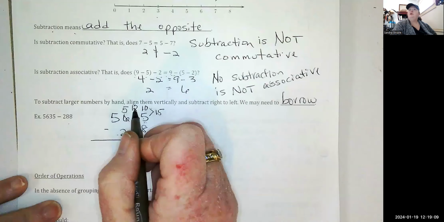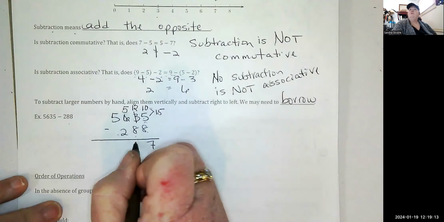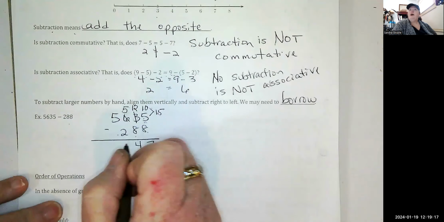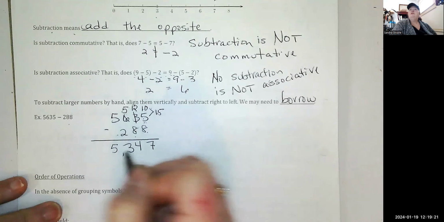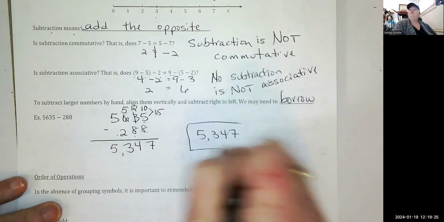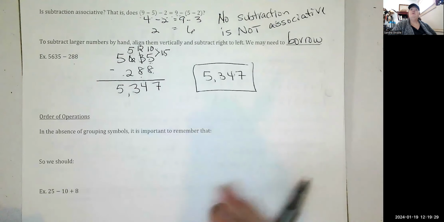So I went ahead and just stuck a little 1 out in front, which is what I typically do with mine. 12 minus 8 is 4. We can do that now. 5 minus 2, we can take 2 from 5. We're left with 3. And then 5 minus 0 is just 5. So our answer is 5,347. Some examples of borrowing. If you struggle with borrowing, let me know. We need to get you there.